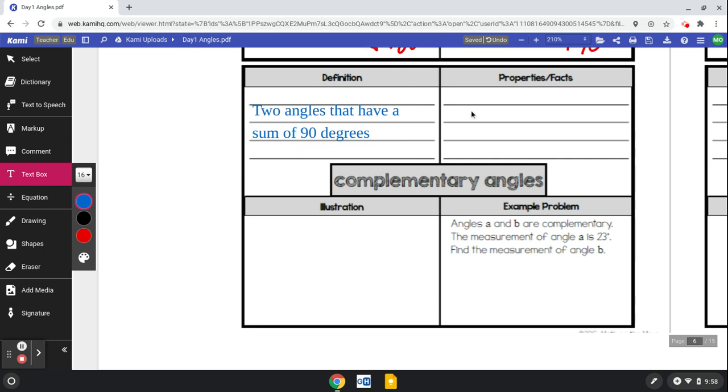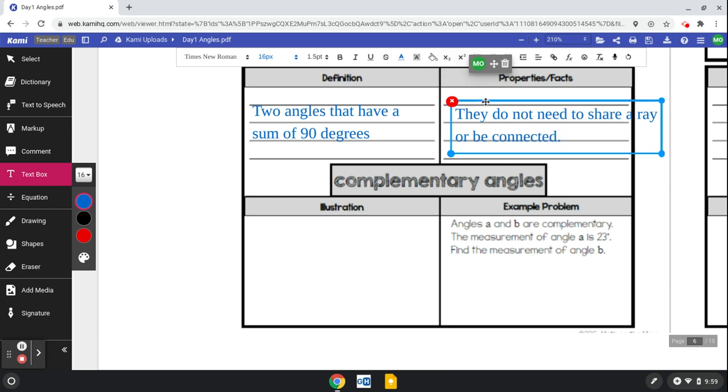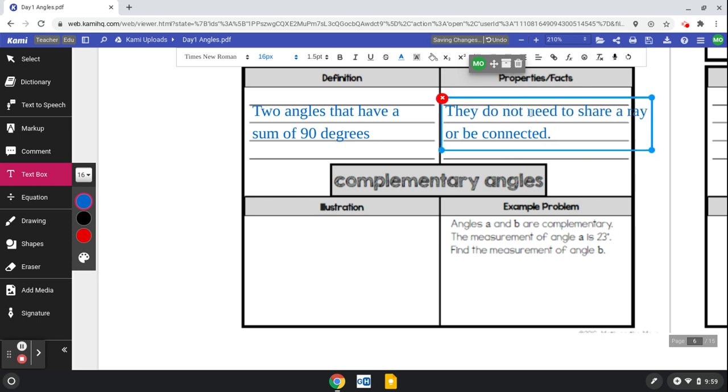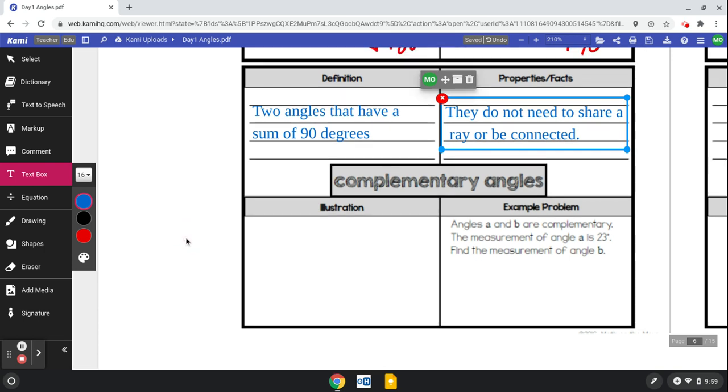Once again, just like before, they do not need to share a ray or be connected. Okay, so just like before, they can be off on their own. And let's put these all on the same line. There we go. So let's make an illustration of this again.